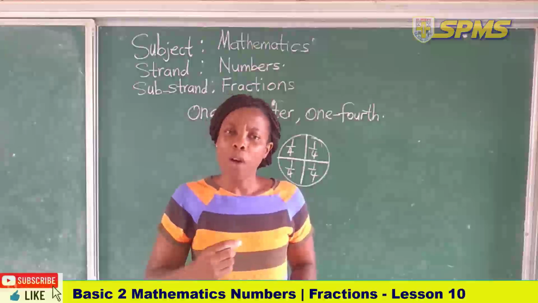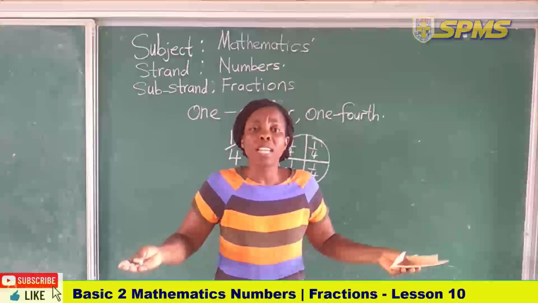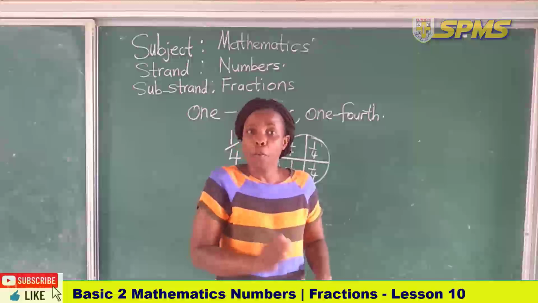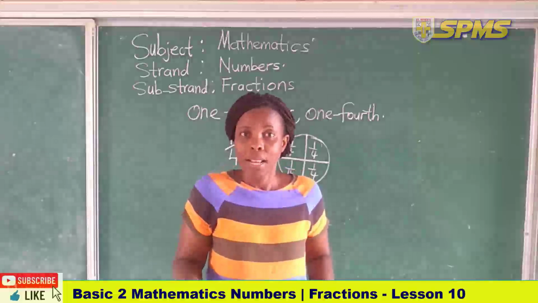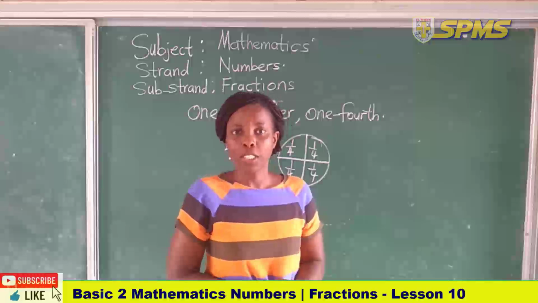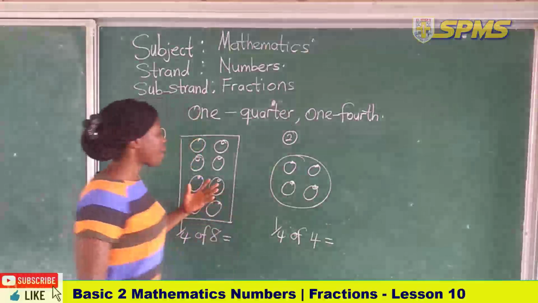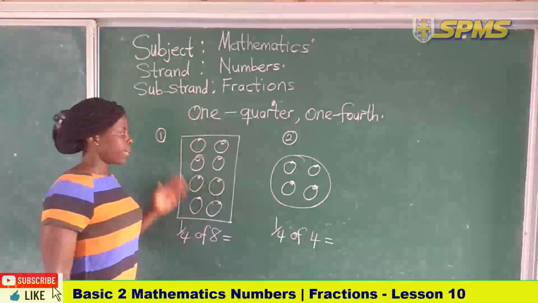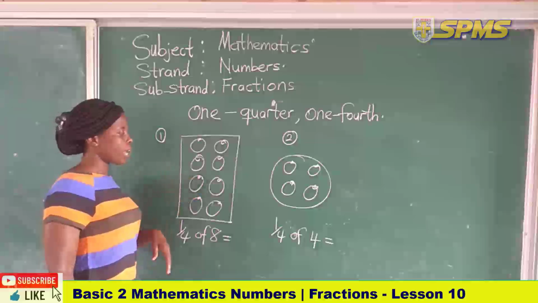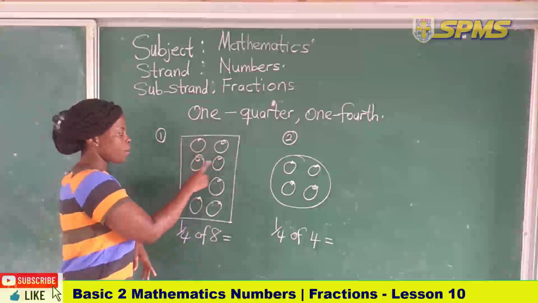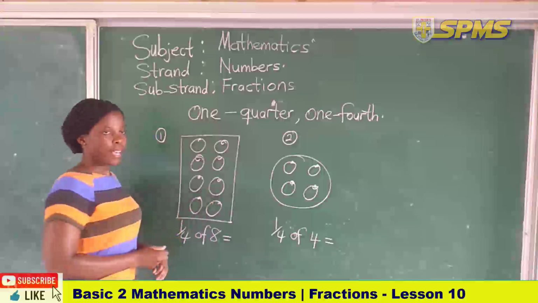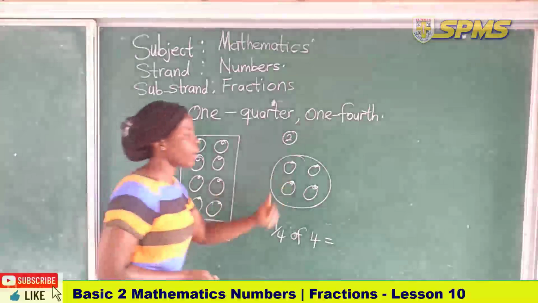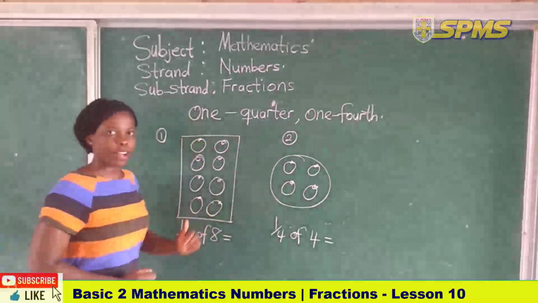Alright, let us look out for 1/4 in groups of objects too. So that means that the objects will be divided into 4 equal parts. Let's have a look at these illustrations. Okay, children, we have groups of objects on the board. Number 1, how many oranges do we have in the box? 1, 2, 3, 4, 5, 6, 7, 8. 8 oranges in one group. The second one, 4 oranges in another group.